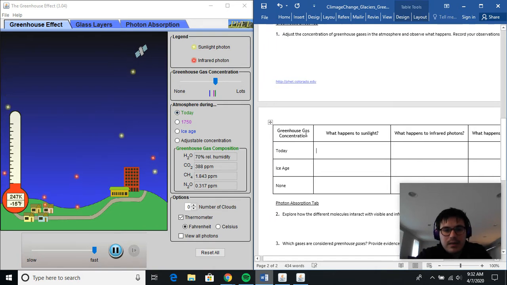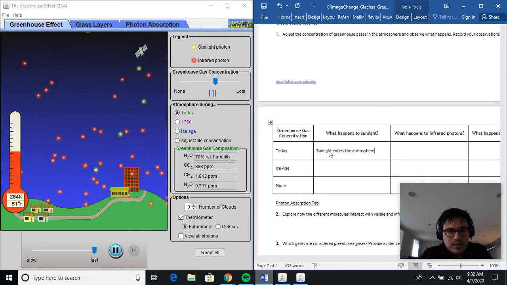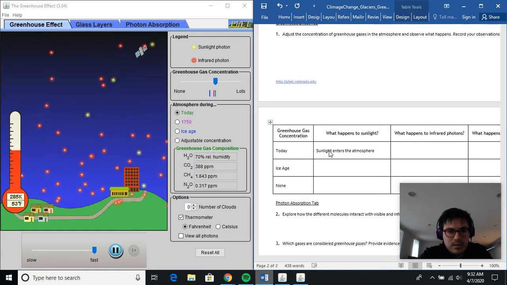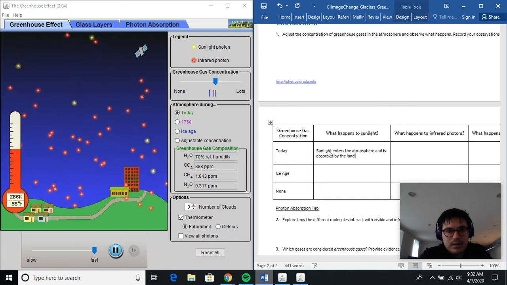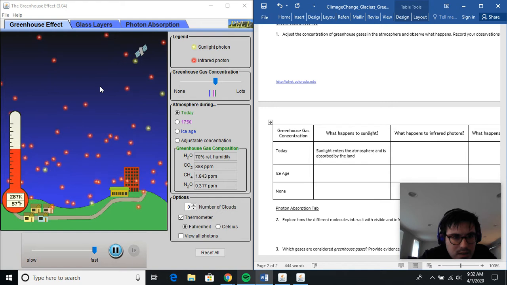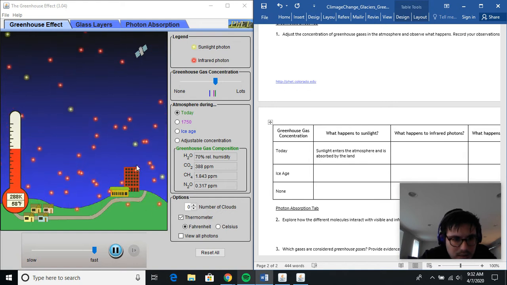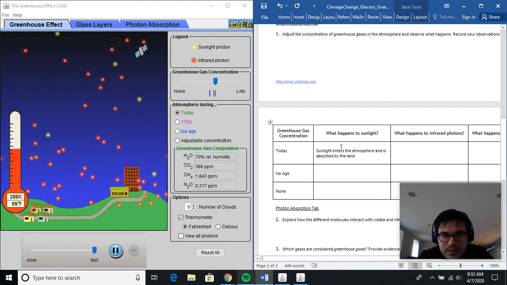So today, here's the greenhouse gas concentration. Sunlight, here's the atmosphere. Absorbed. So what I'm showing you here is once the sunlight comes down here, once it hits the earth, it's just absorbed. Okay, that's the sunlight, the yellow ones.